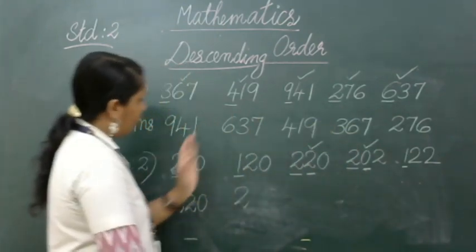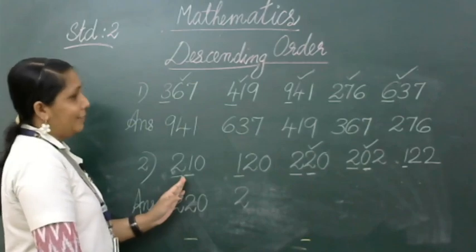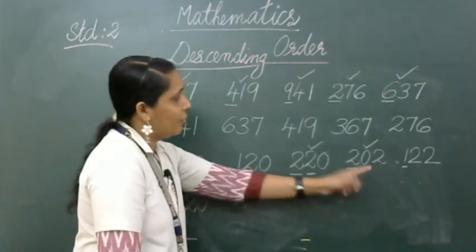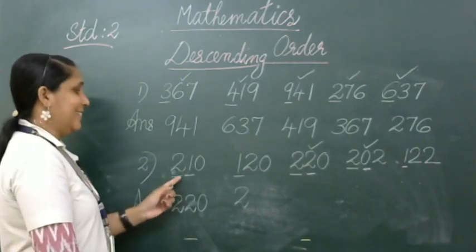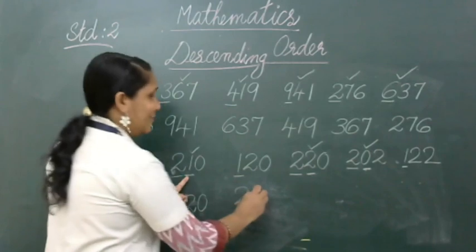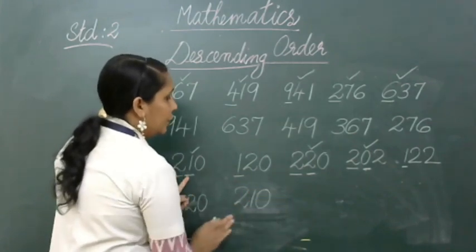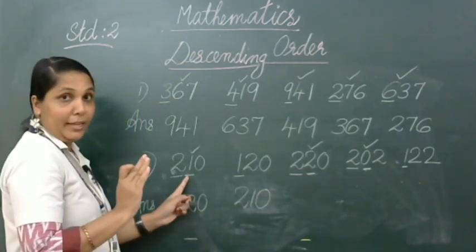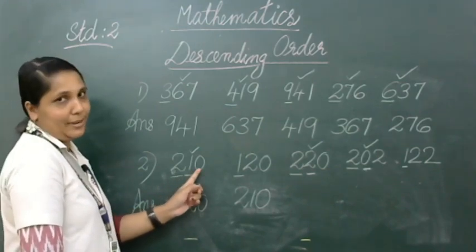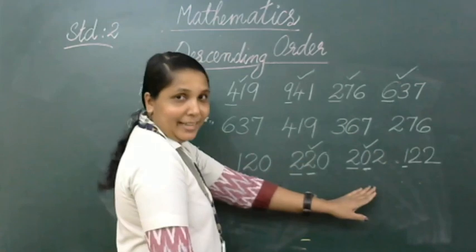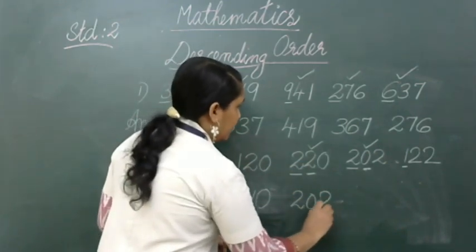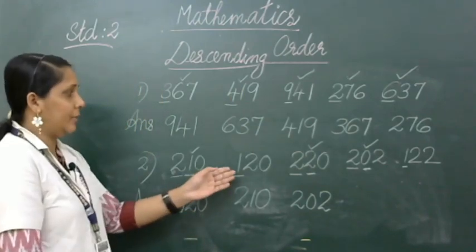220. Then 2 1 0 or 2 0 2. Which is biggest? 1 or 0. Yes, it is 1. So 210. When you do this, you have to be very careful. 210. After that we will take 202.